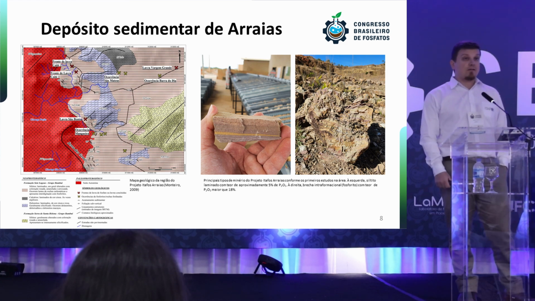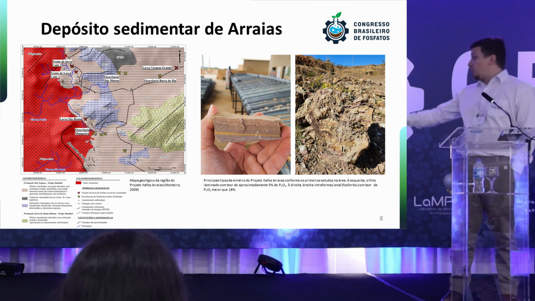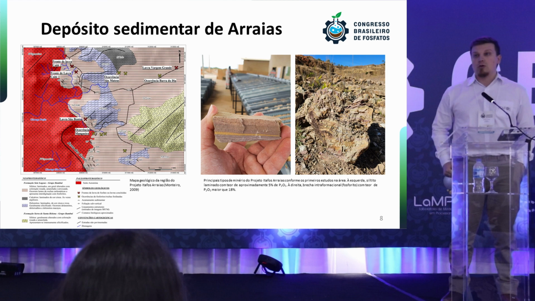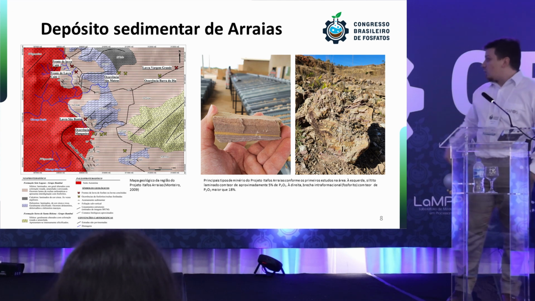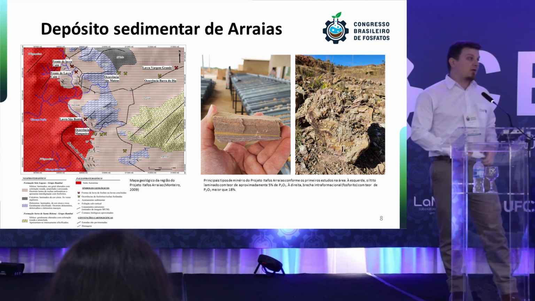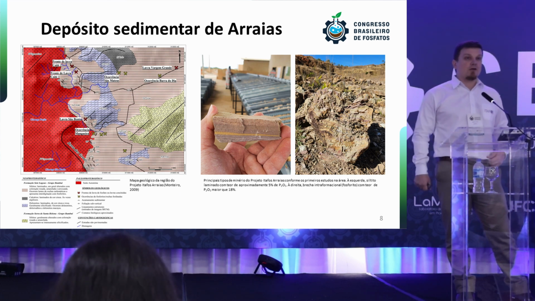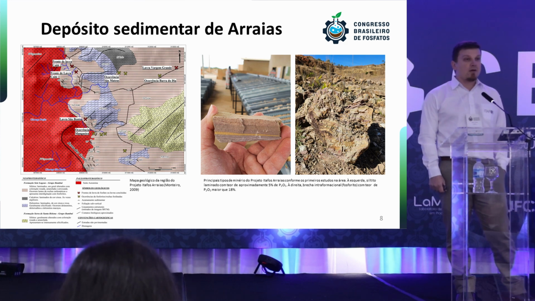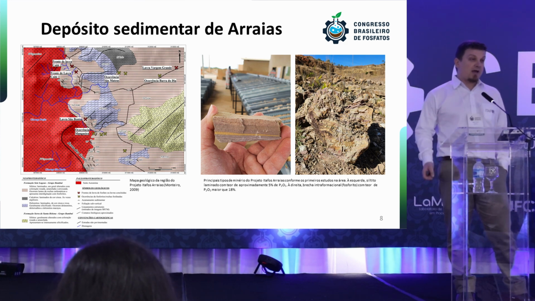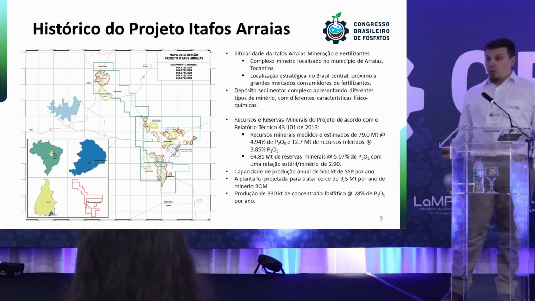Usually the sedimentary deposit in Arraias, up until 2020, had two main mineral types. 90% of the deposit was made of clay and sand, and about 10% of the volume of the deposit had phosphatic breccias. These breccias are basically formed by tectonic efforts. You have the silt here, and there was a fracture and the recrystallization of these fractured areas. I'm going to talk about the history of the project.